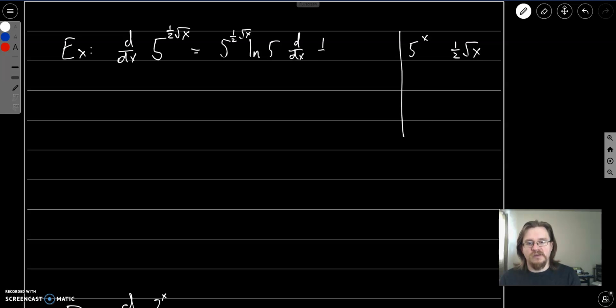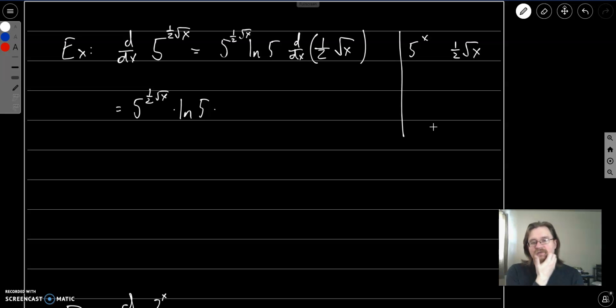This is going to be 1/2 square root of x. So let's finish this derivative. So we've got 5 to the 1/2 times the square root of x times the natural log of 5 times the derivative of this. And again, the derivative of a function times a constant, we can pull that constant out. So we just have the 1/2 floating around.